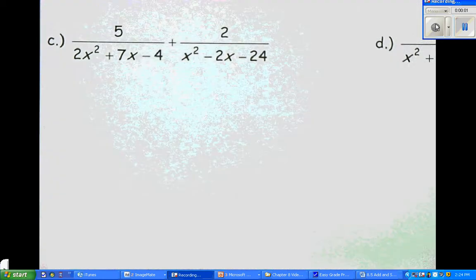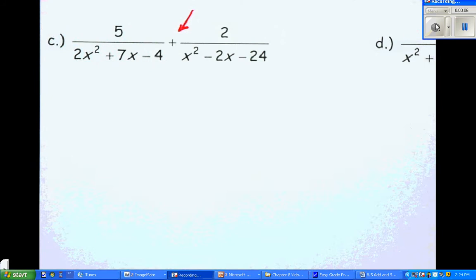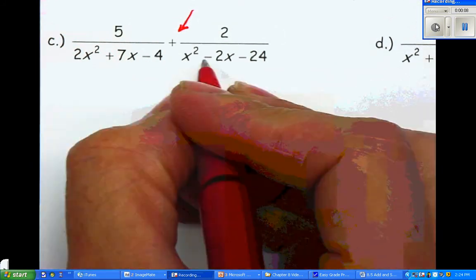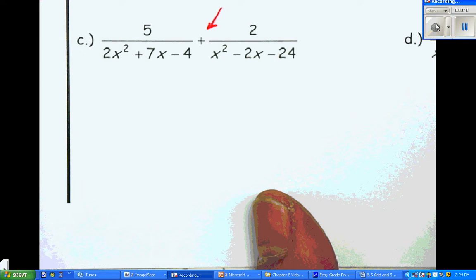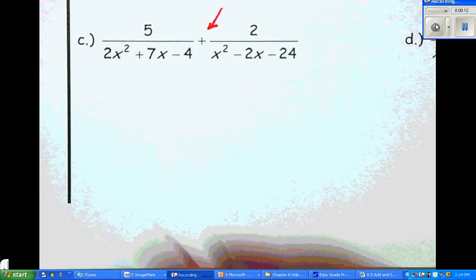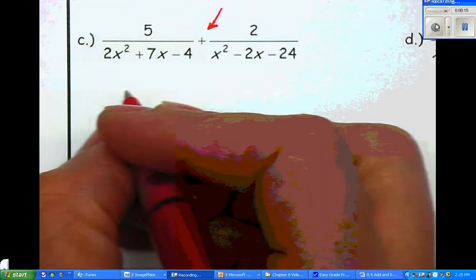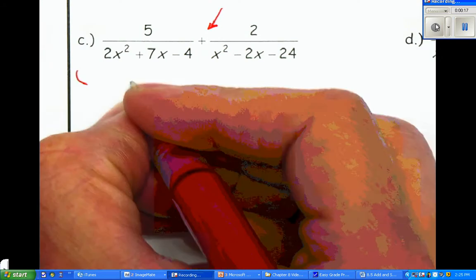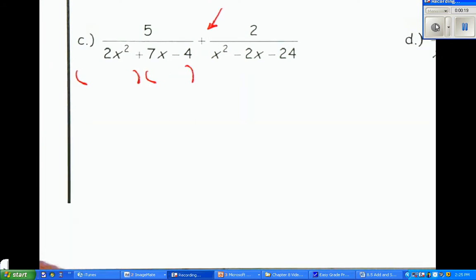Example 2C, we have an addition, and as you can see, it's a little more complex. We want to be able to factor the denominators so we can make both fractions' denominators the same. I'm going to factor right underneath just to make it a little shorter process.